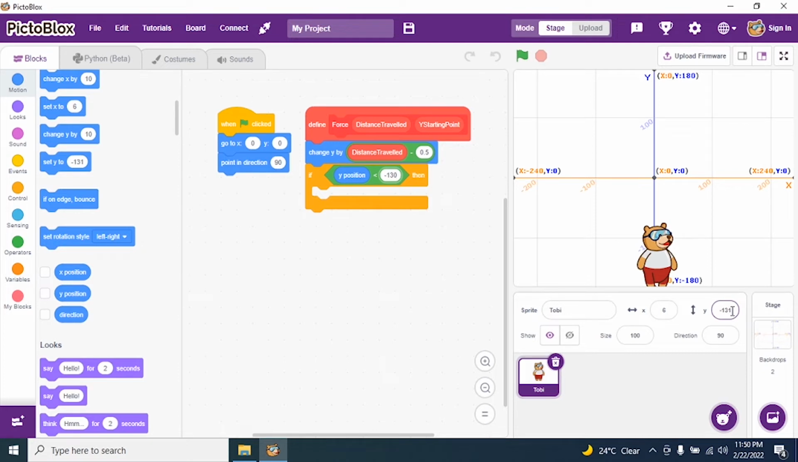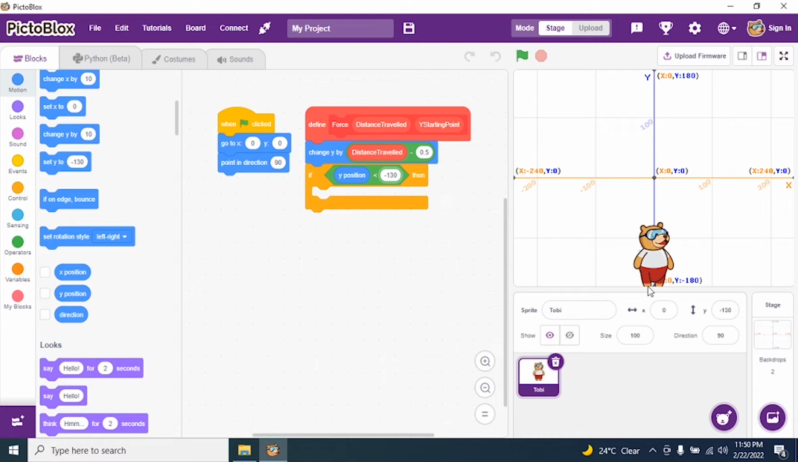Minus 131. Okay, can you see this value? Minus 131. So I will make it exactly, so I say x-axis, which is 6, I will make it 0, and I will make this 130, and I press enter. Can you see what is minus 130 now? If y position, that is the negative value, is less than minus 130, that is bottom. Minus 130 means see, his legs are already gone in.